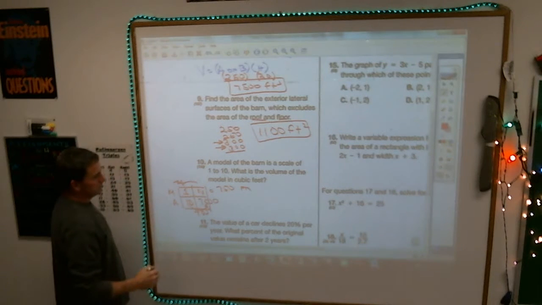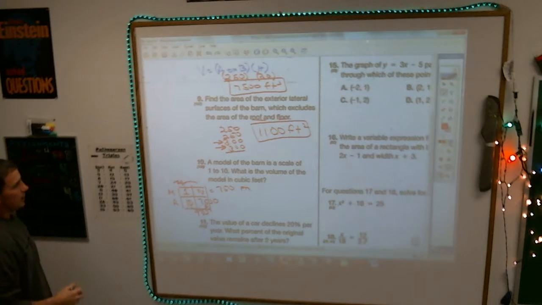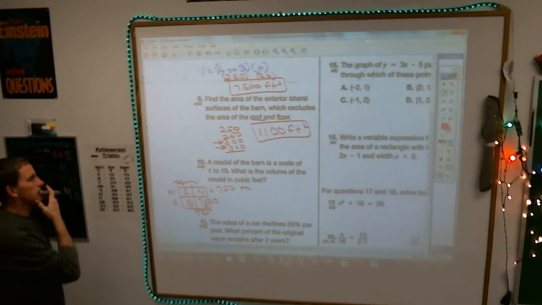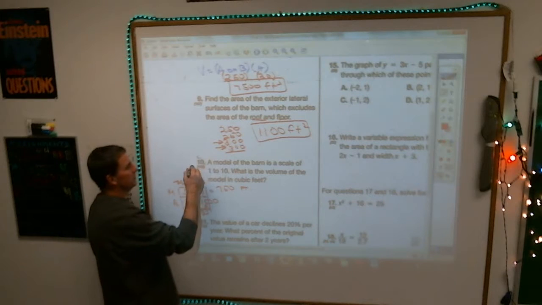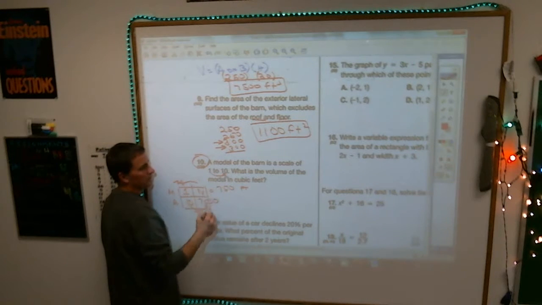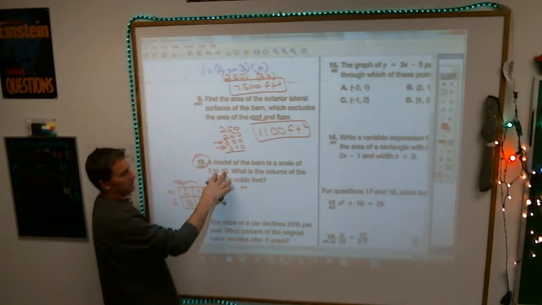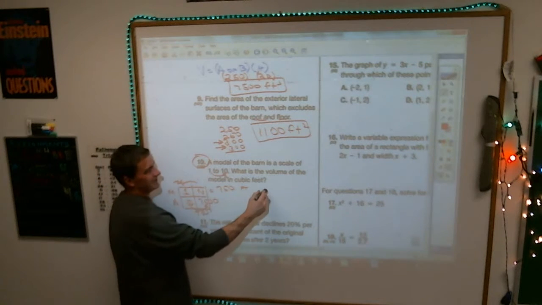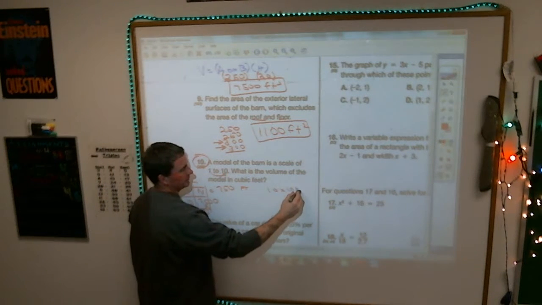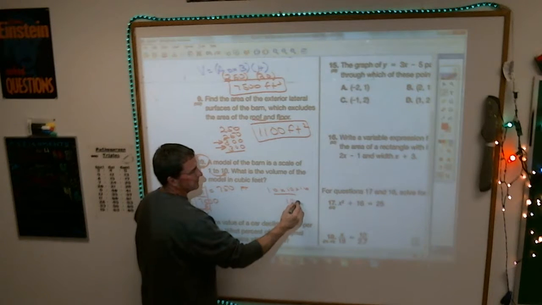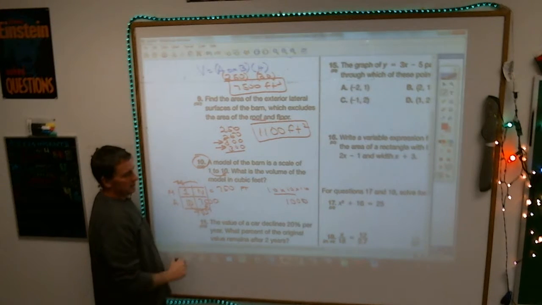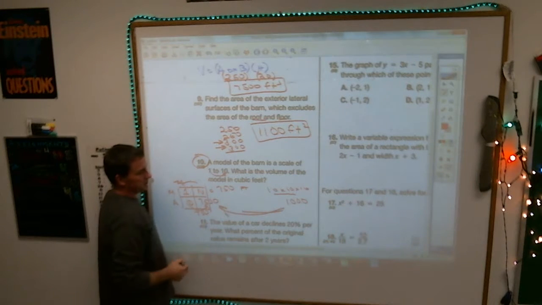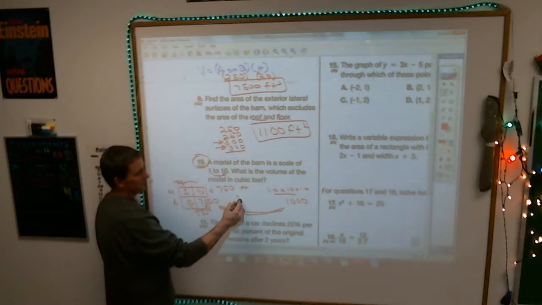Well, yeah, but it's volume, so it's a scale factor cubed. Oh, sorry about that. There you go. You got me on that. Remember, this is scale factor. So if it's volume, the scale factor is cubed, so you have to take 10 times 10 times 10. It's actually 1,000 times smaller. So you would divide by 1,000. I'm sorry, I wasn't thinking.